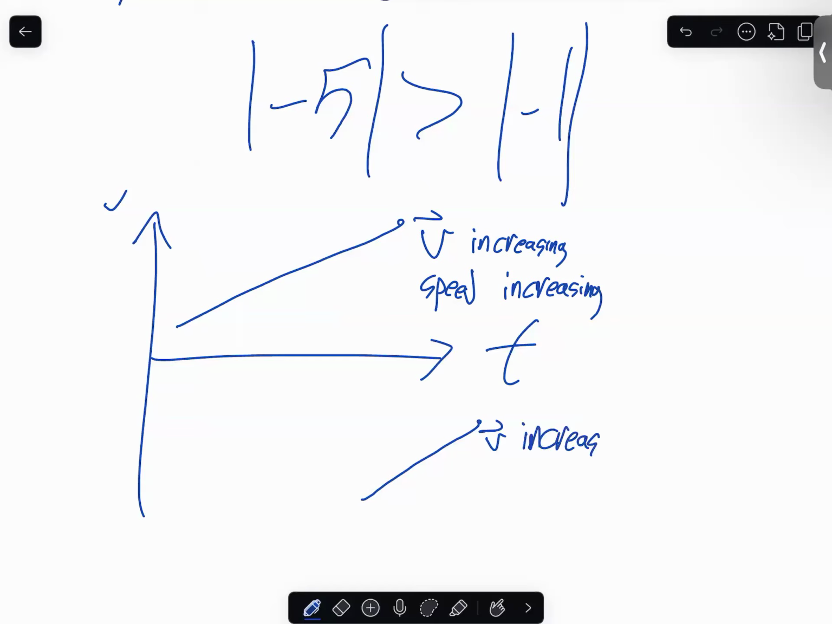I say that a number increases if along the number line it goes to the right. And a positive slope does not necessarily take you to bigger magnitudes of number.